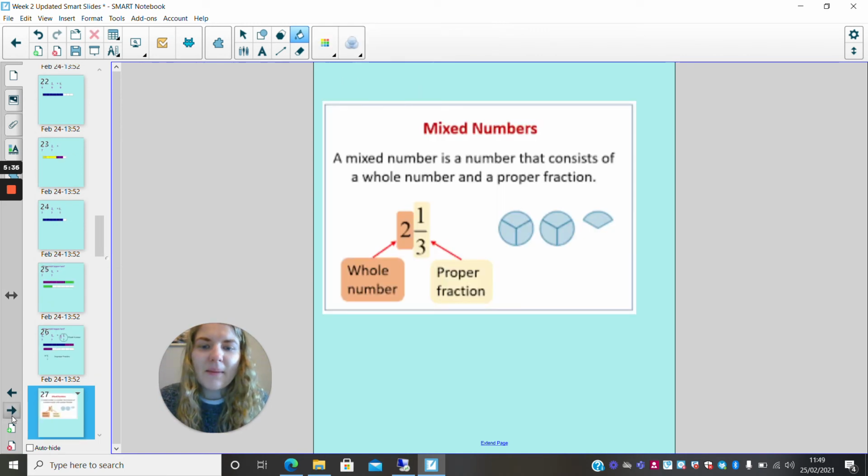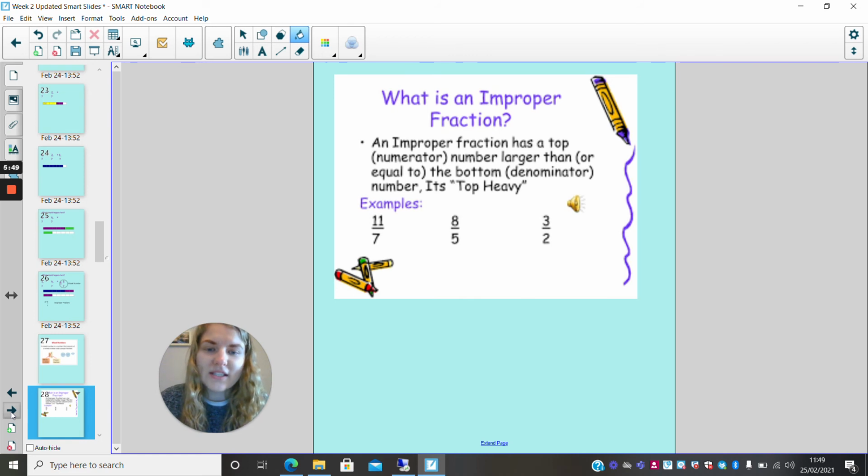So mixed numbers. A mixed number is a number that consists of a whole number and a proper fraction. There we go. So a proper fraction is when the top number is smaller than the bottom number, the denominator. Okay, so what is an improper fraction? An improper fraction has a top number, the numerator, larger or equivalent to the bottom number, the denominator. It's top heavy. Okay, so you are going to need that for the spicy questions.